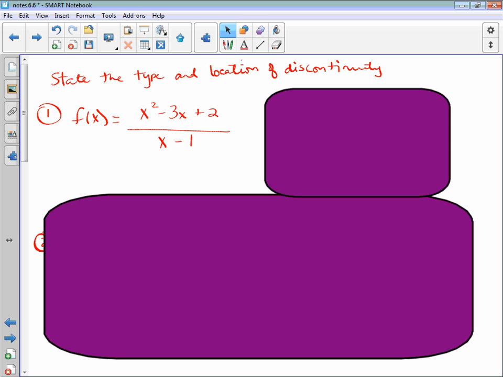Type and location of discontinuity. So that's back to infinite, removable, jump, or asymptotal.